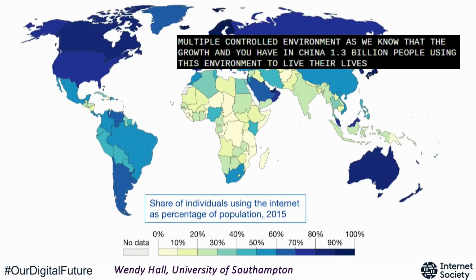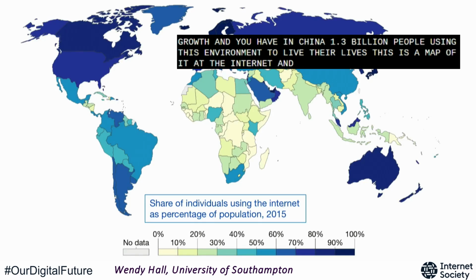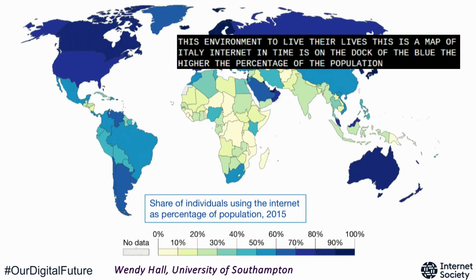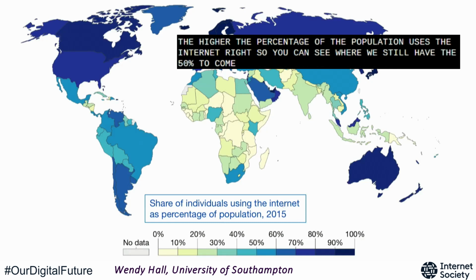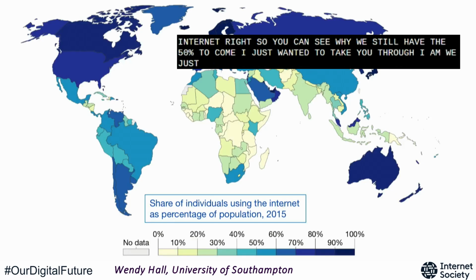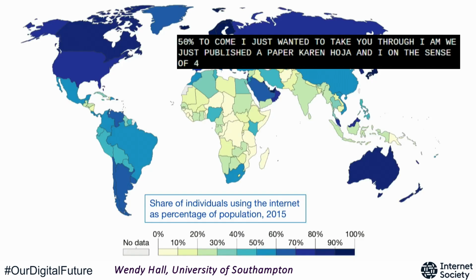Now, this is a map of the internet in terms of the darker the blue, the higher the percentage of the population uses the internet. So you can see where we still have the 50% to come. I just want to take you through this. We've just published a paper, Kieran Ho-Ha and I, for the Centre for International Governance Innovation, CIGI, on the geopolitics of digital governance.